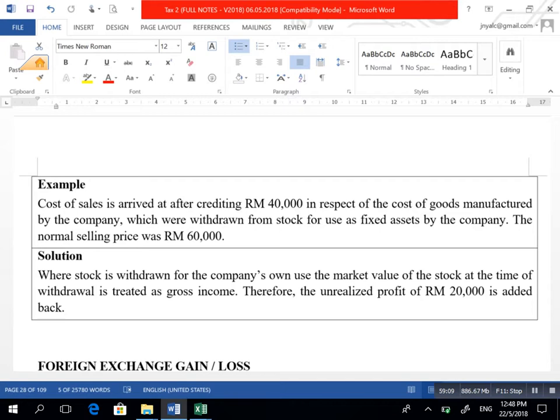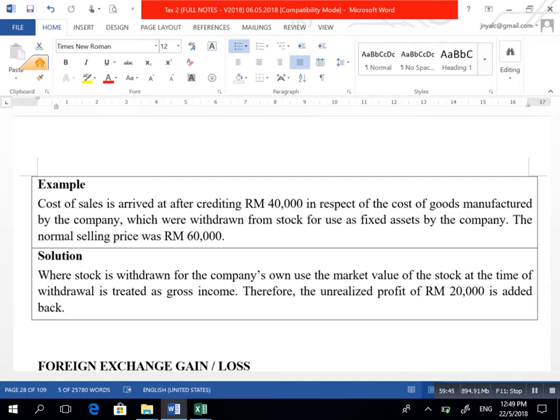Get what I mean? Right? And further, this asset is actually worth 60,000 at normal selling price. So what will be the solution here? You add back the 60,000 market value and you minus the 40,000, because the 40,000 cost of sales, after the credit, is no longer inside the P&L. Alright? So you will minus. Or instead, the unrealized profit of 20,000 is added back. Or you can straight away add back the 20,000. Okay, so far for withdrawal is okay?